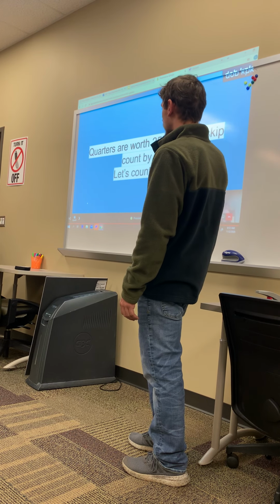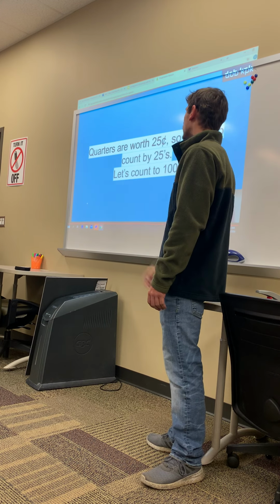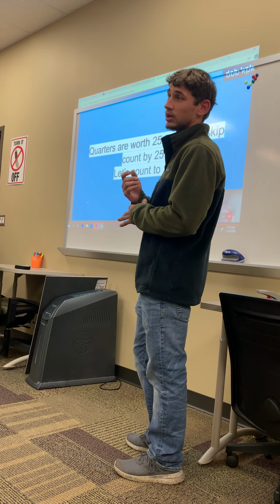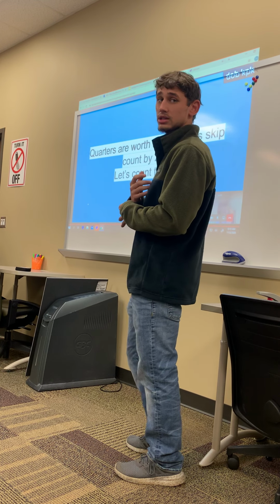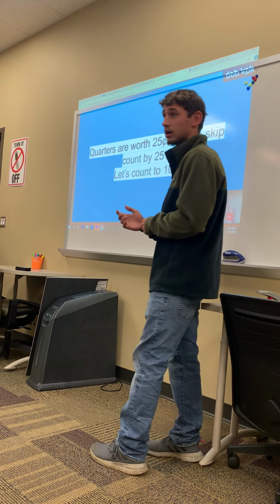And then next we have quarters. Quarters are 25 cents, so when we count them, we would count them by 25s. So we would go 25, 50, 75, and then 100 to give us a full dollar.